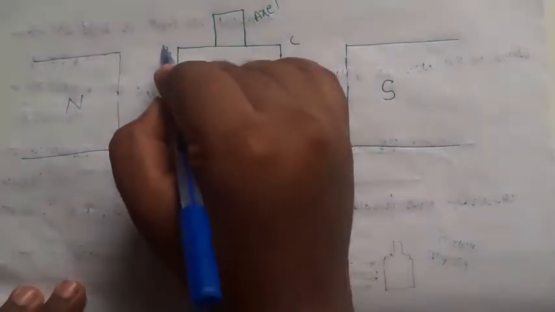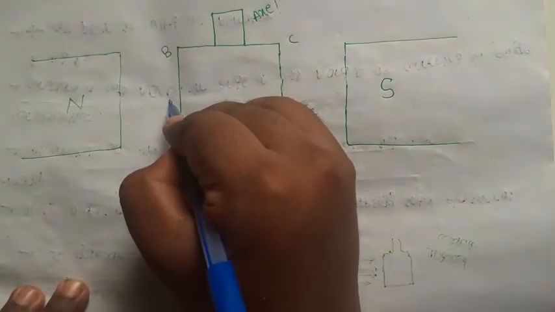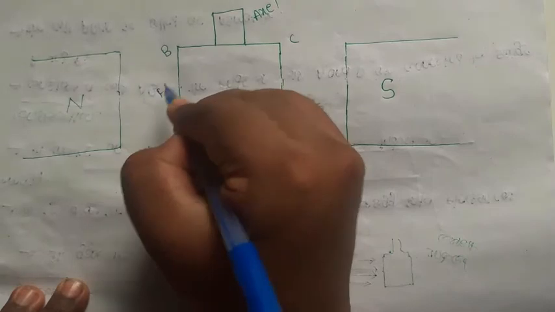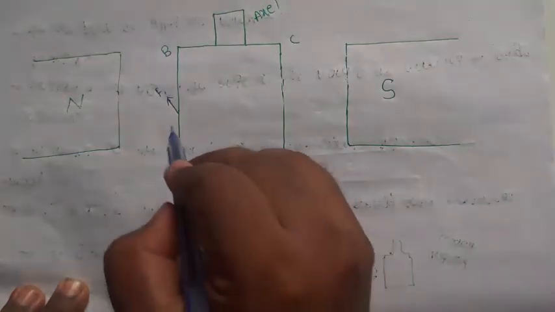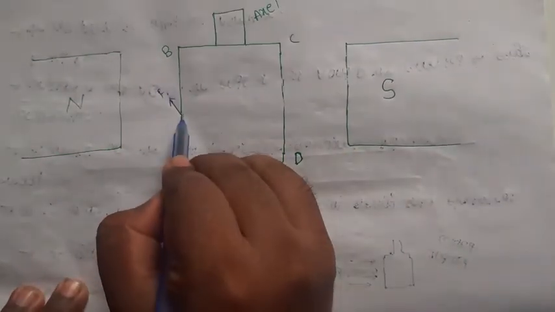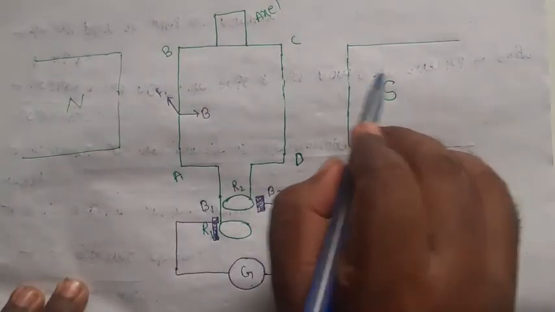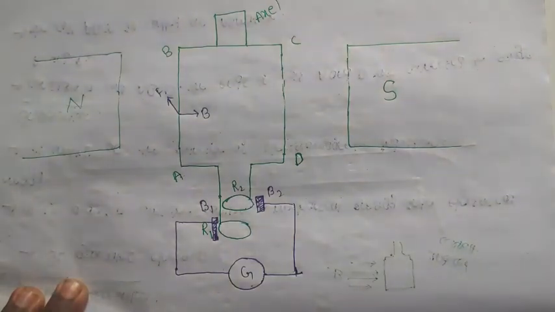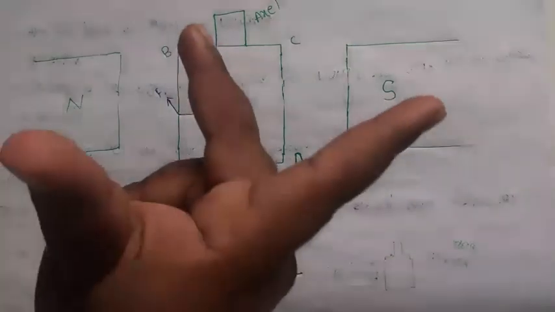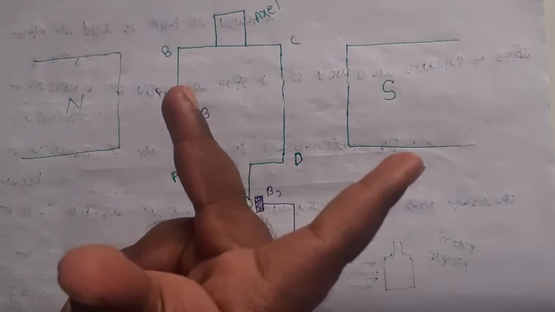So here arm AB is moving in the upward direction. So force or motion of the conductor is in the upward direction. Now the magnetic field is always in the north to south direction. So magnetic field B is from north to south, left side to right side. Now I am going to apply Fleming's right hand rule. I align my fingers in the direction of the motion of the conductor and the magnetic field.